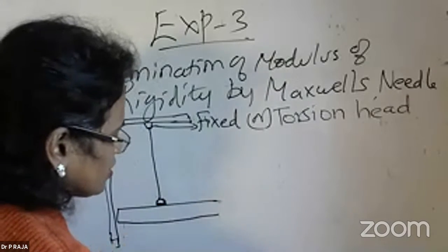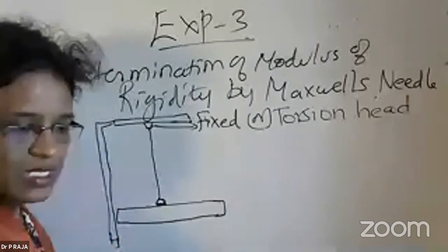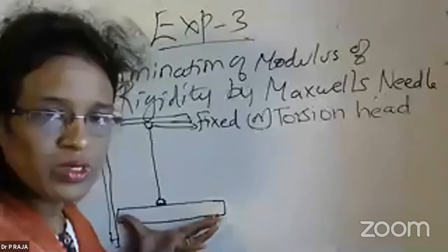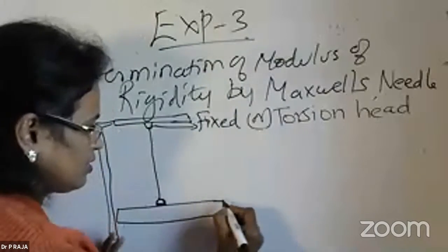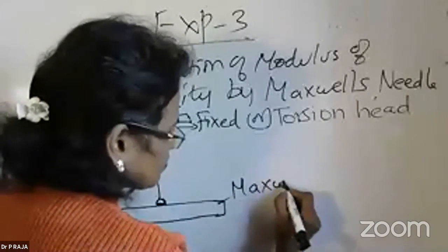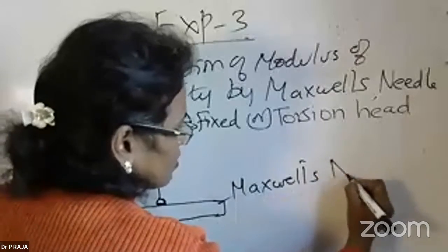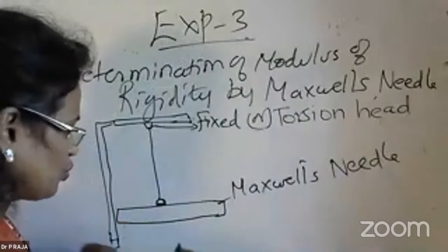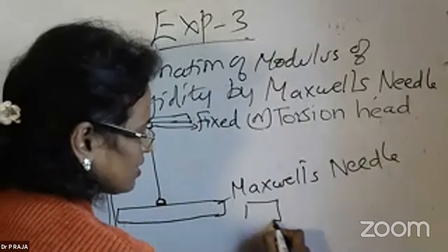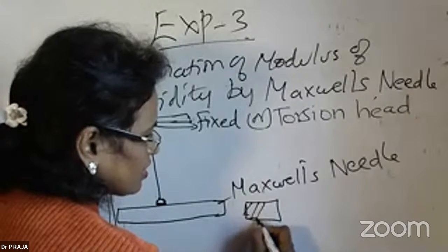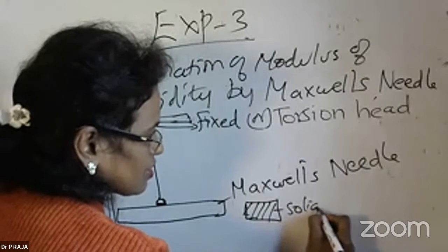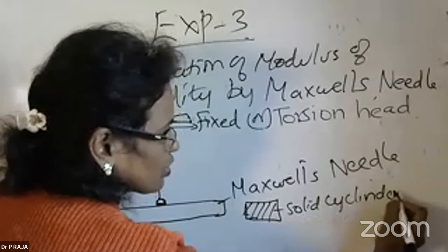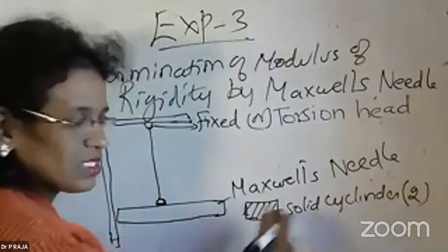Maxwell's needle is a hollow cylinder, a hollow empty cylinder, like a cylindrical tube. This is called the Maxwell's needle. Inside this needle, you can put two cylinders. One cylinder will be a solid cylinder, and another will be two solid cylinders. You can take them and put them.